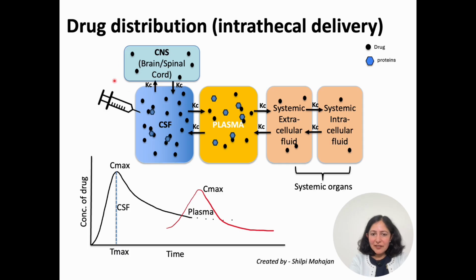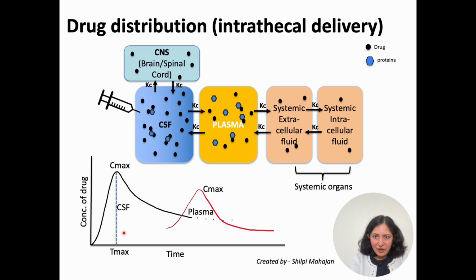This diagram illustrates the intrathecal route of administration, where the drug is injected directly into the cerebrospinal fluid, that's the CSF. This route bypasses the blood-brain barrier and it allows the rapid and concentrated drug delivery into the brain and the spinal cord.